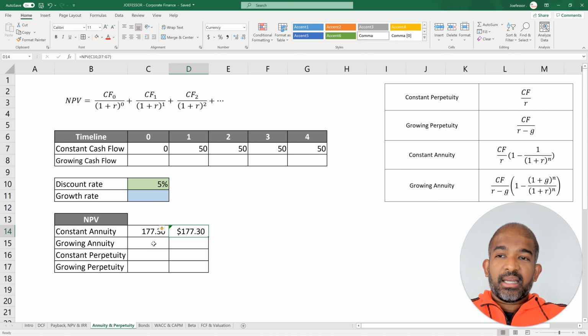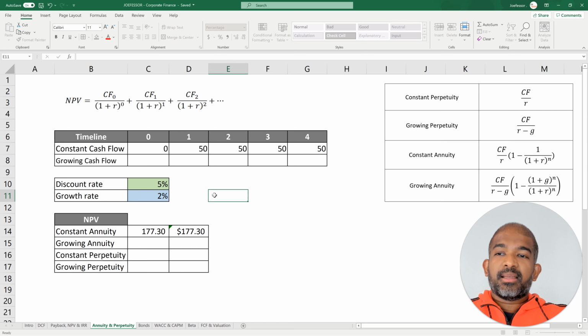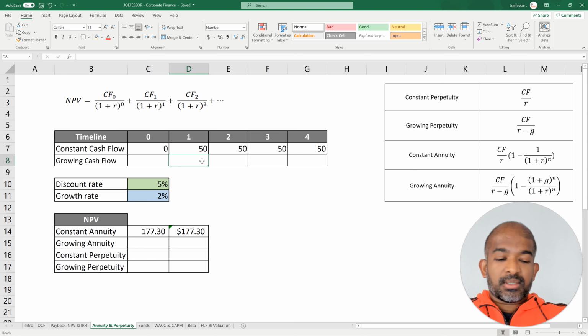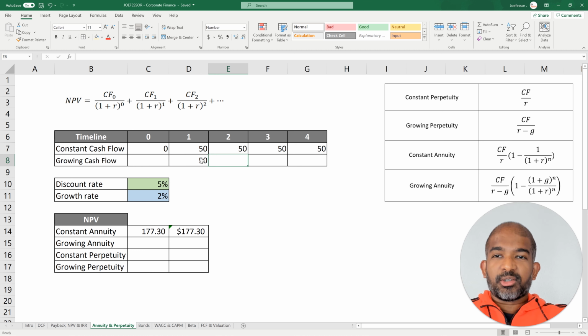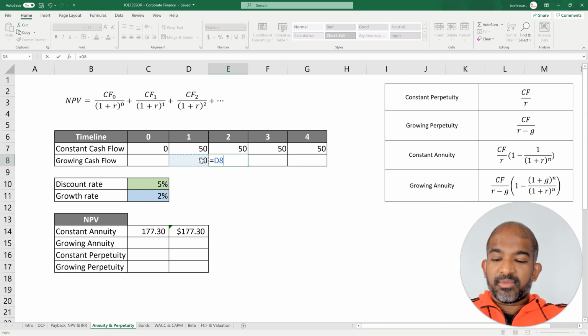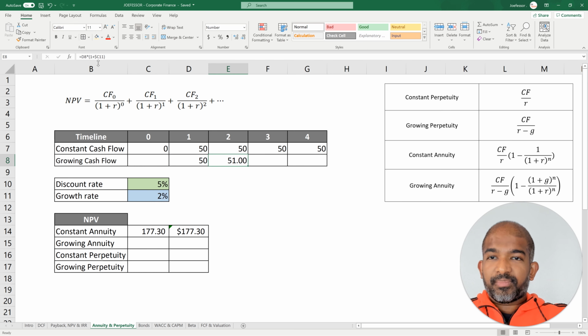For a growing annuity, we need to assume a certain growth rate, let's say 2%. So we're going to assume that the cash flows are going to grow at 2% every year. Let's say 50 in the first year, but since then it's going to grow at 2% every year. So you're going to take that 50 multiplied by 1 over 2%. Because I'm going to drag the formula, I'm going to block the cell there.